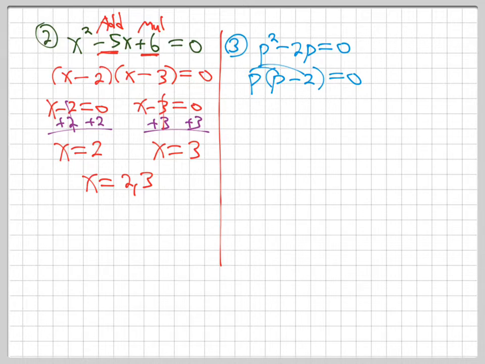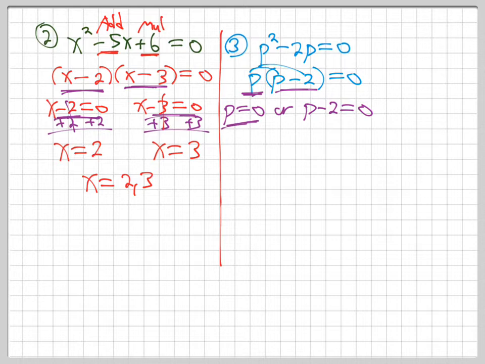Exactly what we did here. What did we do? We took the two things that were multiplied and we said the first one could be 0 or the second one could be 0. So the first one, the p alone, can be 0, or the second one, the p minus 2, can be 0. See how that's exactly the same thing we did before? When you have two things times-ing to equal 0, either one could be 0 to make them times to be 0. So this one's done.